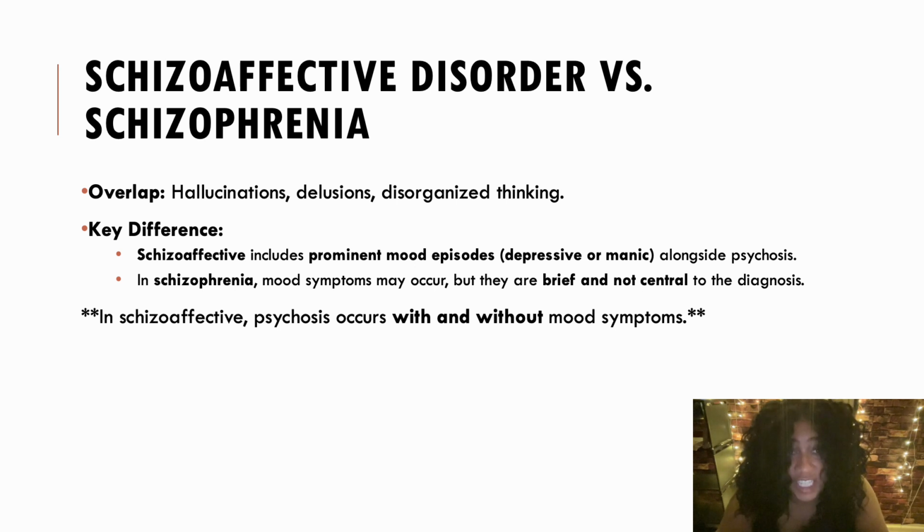Schizophrenia: hallucinations, delusions, disorganized thinking. But schizoaffective, you are also going to have the hallucinations, the delusions, the disorganized thinking, which is going to come with a depressive or manic phase. In schizoaffective, psychosis occurs with and without mood symptoms, right? In schizophrenia, mood symptoms can occur, but they are brief and they are not very central to the diagnosis like it is for schizoaffective.